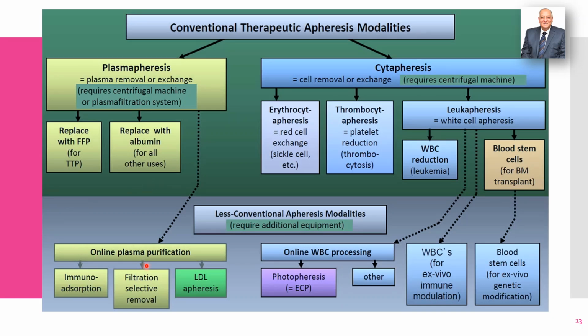However, if we need a plasma purification selectively, we need a double filtration technique, maybe using immune adsorption technique or a cascade filtration using double filtration or a specific adsorber like in lipoprotein apheresis. Cytopheresis uses only centrifugation machines for removal of specific cells, including erythrocytes, like red cell exchange in sickle cell anemia, and thrombocytopheresis, leukopheresis for white blood cells or blood stem cells. These are less conventional apheresis modalities that require additional equipment, maybe photopheresis or others.